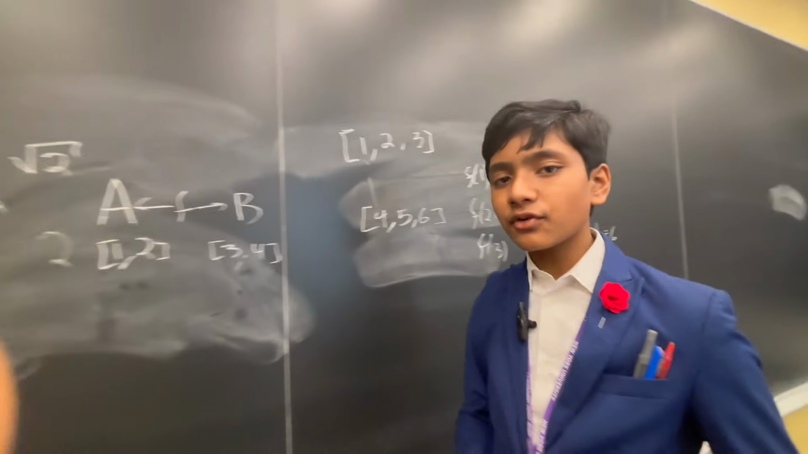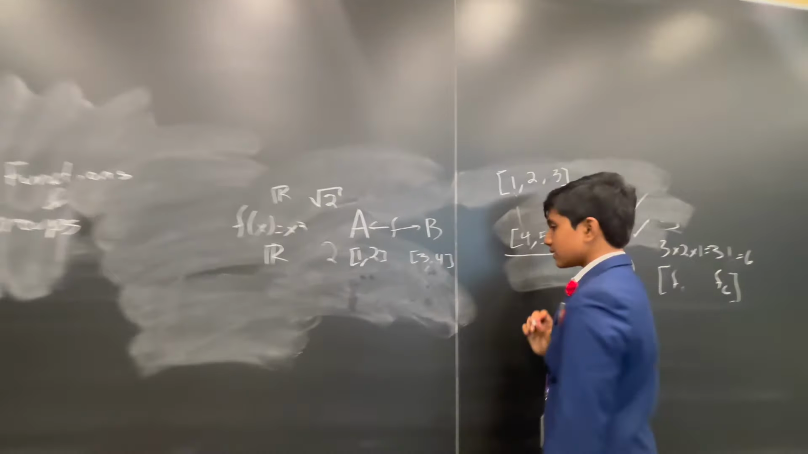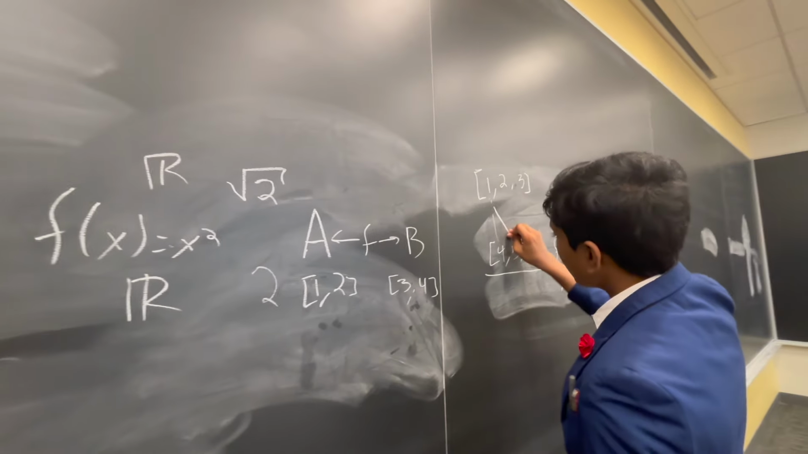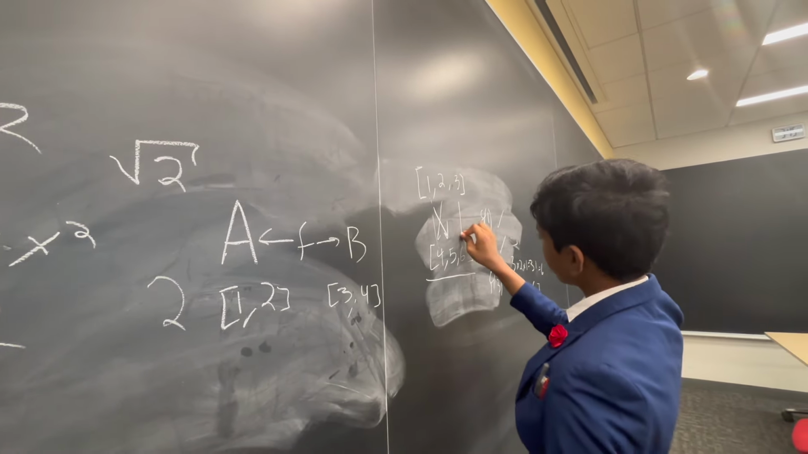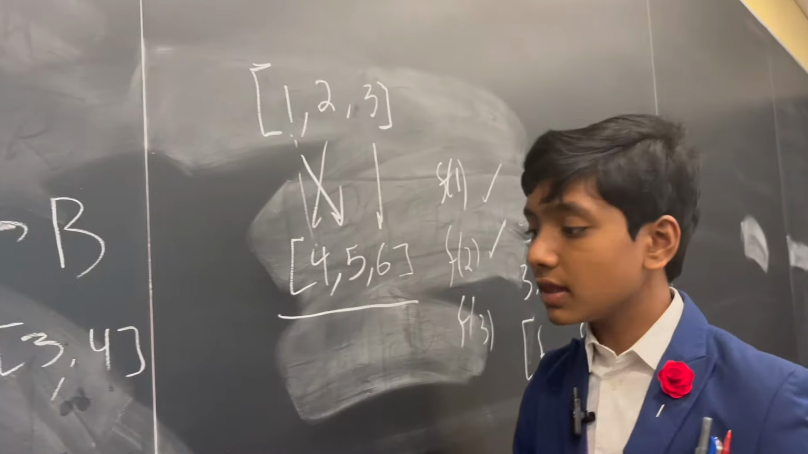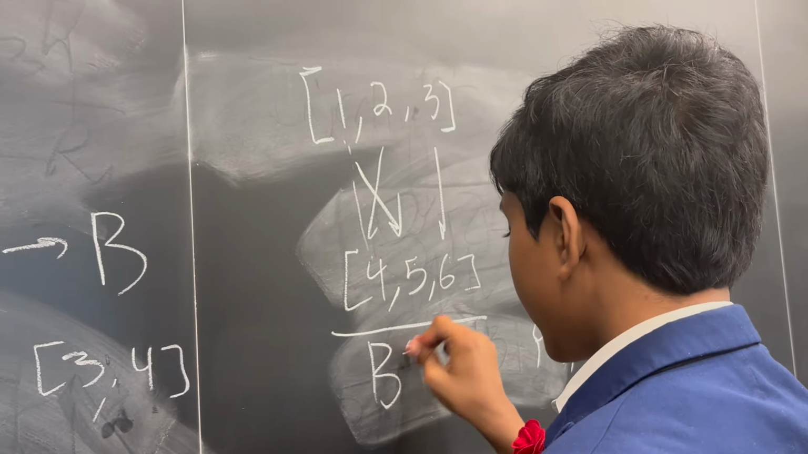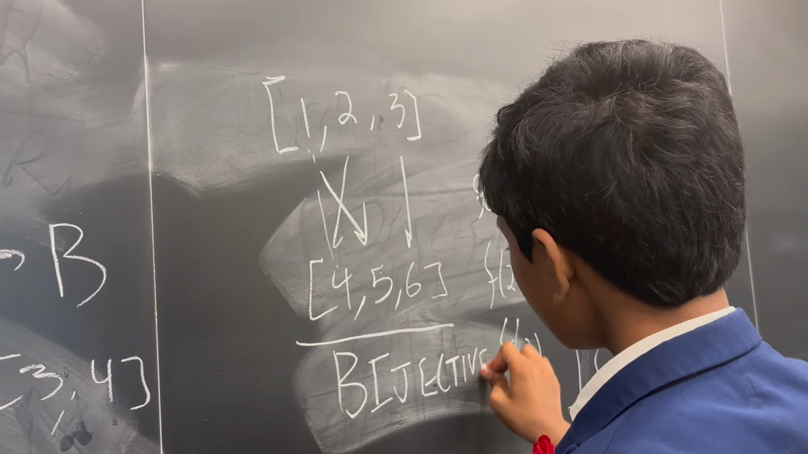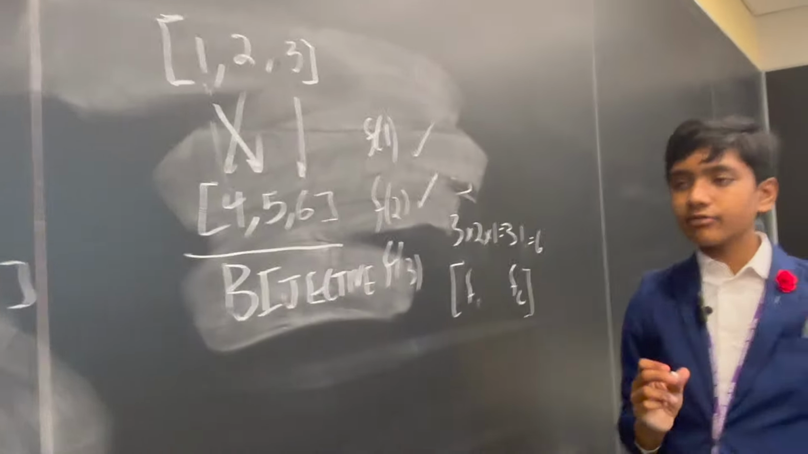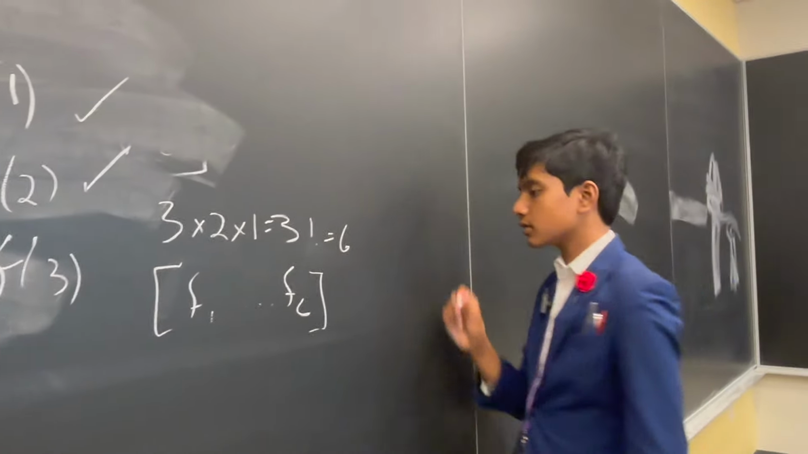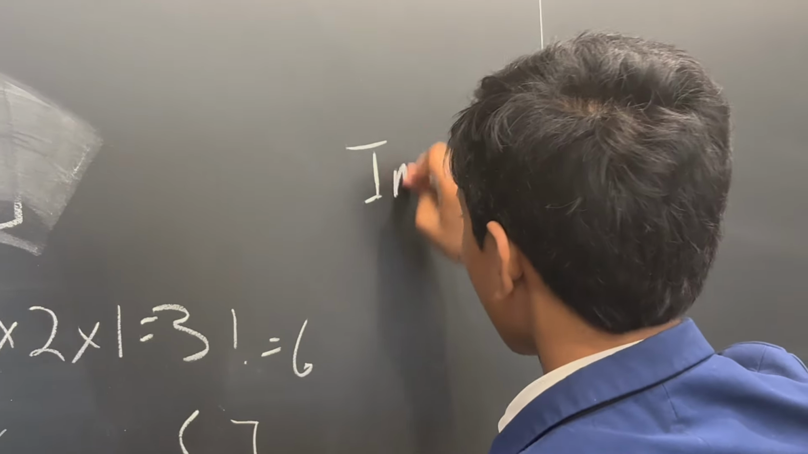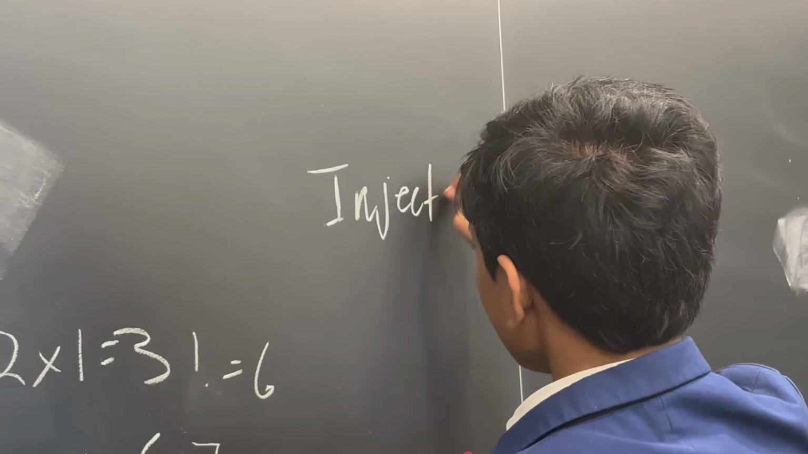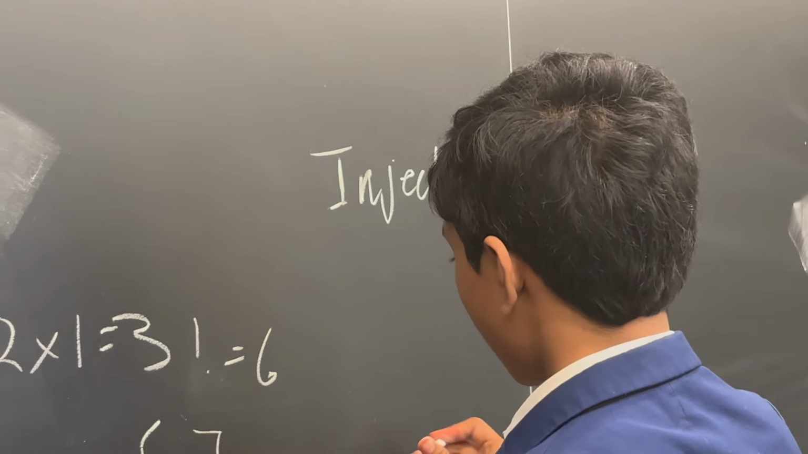But now, back to this function. We mentioned that this is just one-to-one. Like, for example, 1 might go to 5, 2 might go to 4, 3 might go to 6. So this is what we call a bijective relation. But we can also have relationships that are injective and surjective.